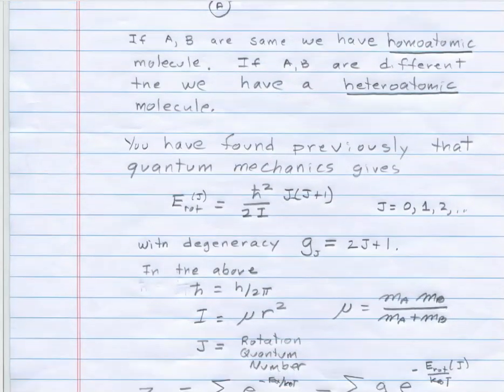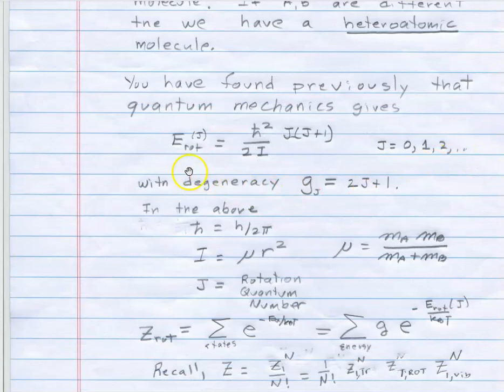Well, you found previously that the quantum mechanics for the rigid rotator gives this expression for the energy of the rotator. The energy levels depend on the quantum number J, which is the rotational quantum number. And it depends on, I like it in this form, h bar squared over 2I. Remember, J goes from 0, 1, 2, etc. And there's a degeneracy of each one of these energy levels that goes like 2J plus 1. So when J is 0, the degeneracy is 1. When J is 1, the degeneracy is 3, and so on.